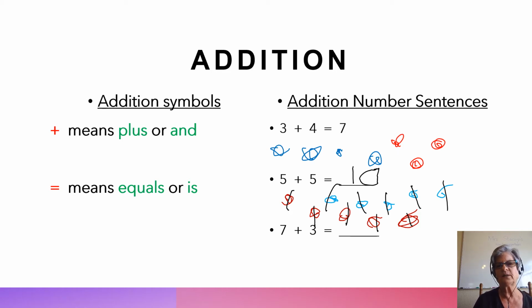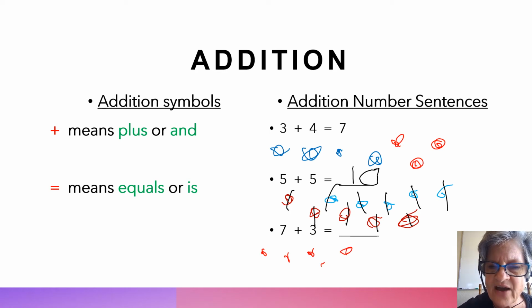Now let's look below that. We have another addition number sentence. It says 7 plus 3 equals blank. So we're going to start by drawing 7 circles in one color. Again, you're not doing this on any page. I'm just showing you, okay? 1, 2, 3, 4, 5, 6, 7.